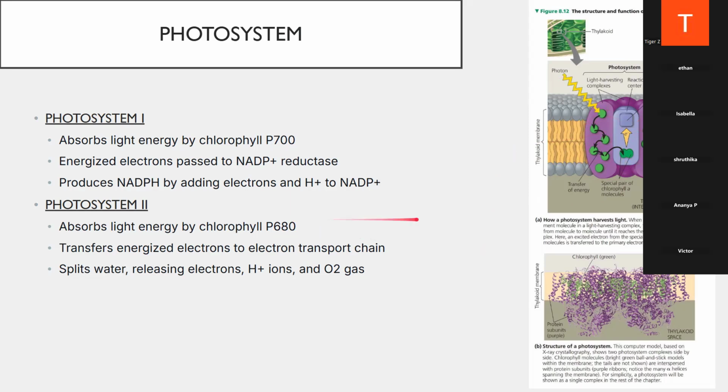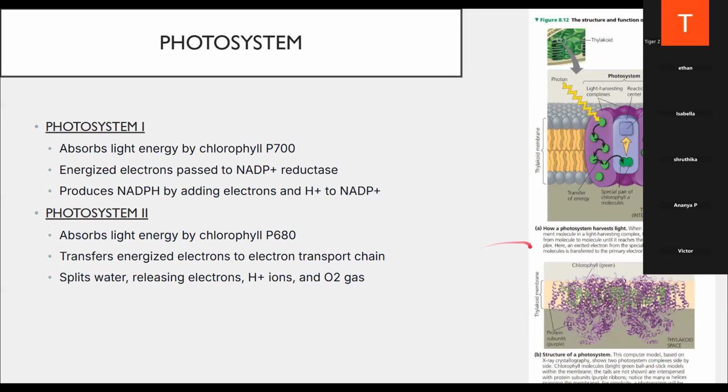You can see here photosystem 2 differs from photosystem 1. It uses chlorophyll P680 to absorb light energy, and it transfers energized electrons via the electron transport chain. And this is the photosystem that splits water, which releases electrons, H plus ions, and oxygen gas. And then yeah, it's just another visualization of a photosystem.